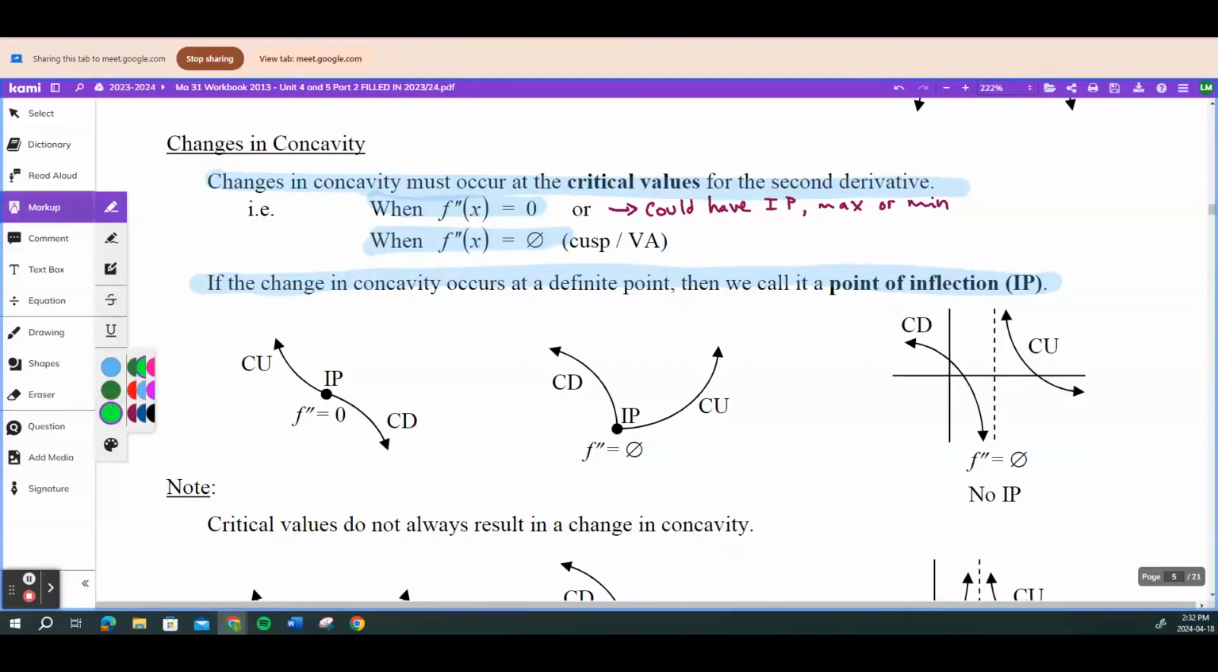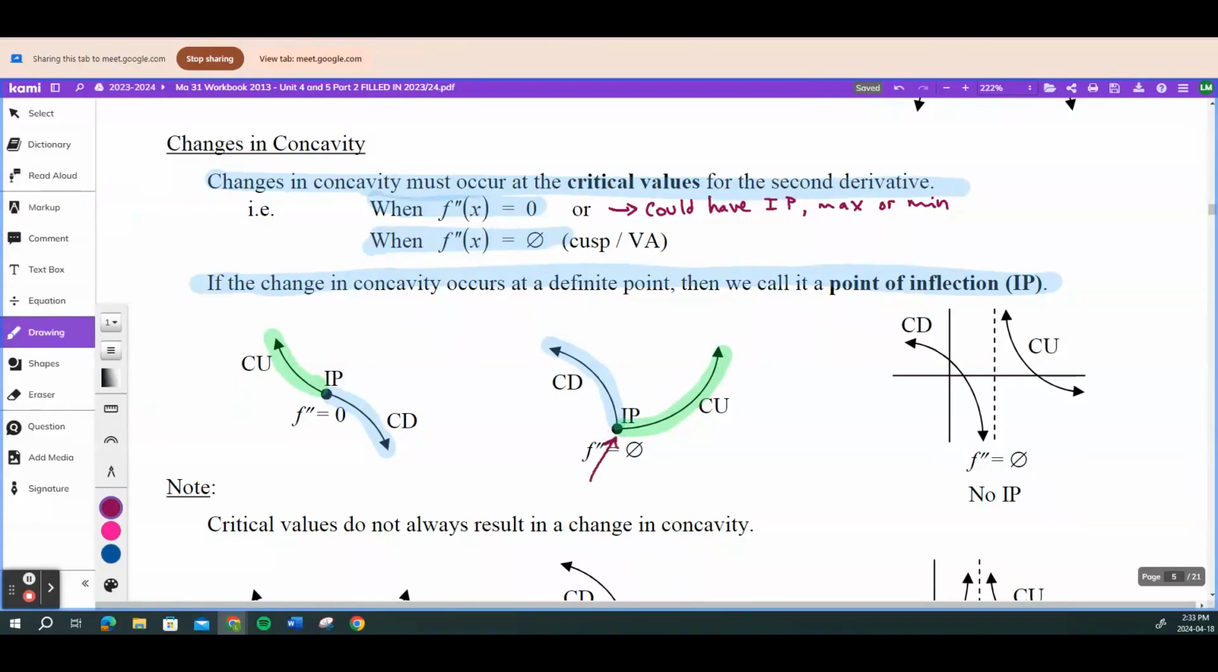Okay, so for example, here we're going from concave up to concave down, and right at that point, that's IP, that's where our second derivative is equal to 0. So we have an inflection point because the graph is continuous and there's a change in concavity. With this next drawing, we're going from concave down to concave up, and right at this point we have an inflection point because, again, the graph is continuous and there's a change in concavity. However, the second derivative does not exist at this certain point.